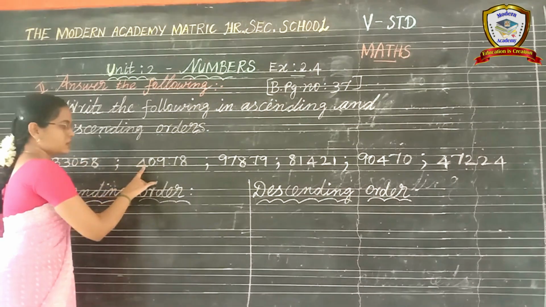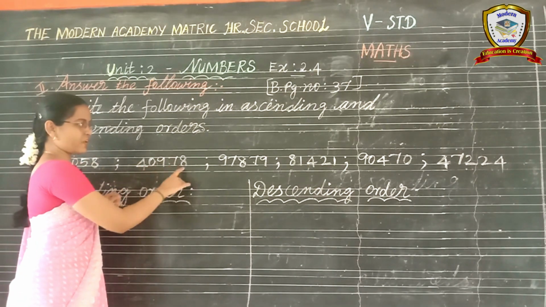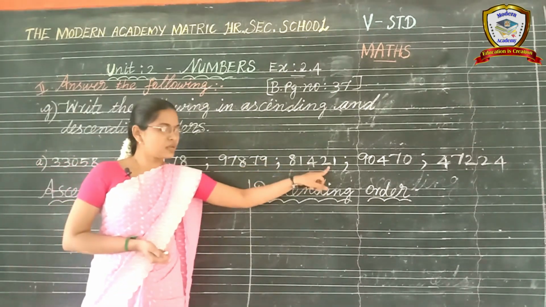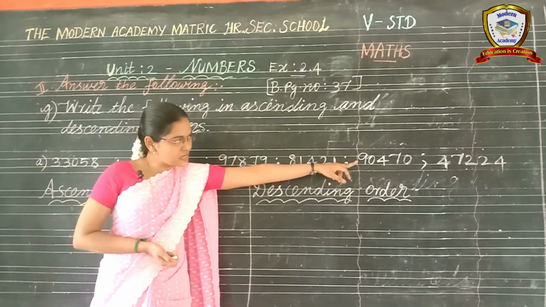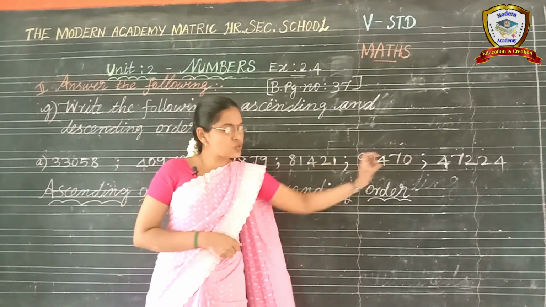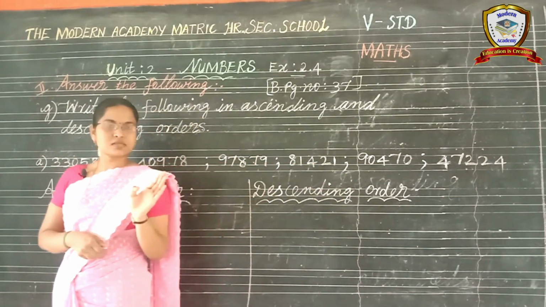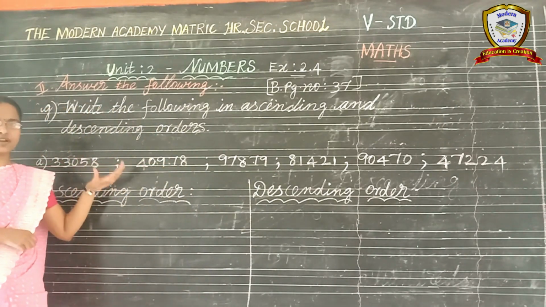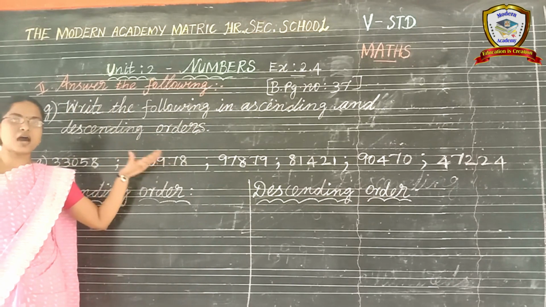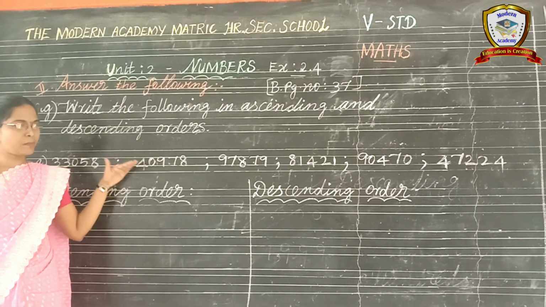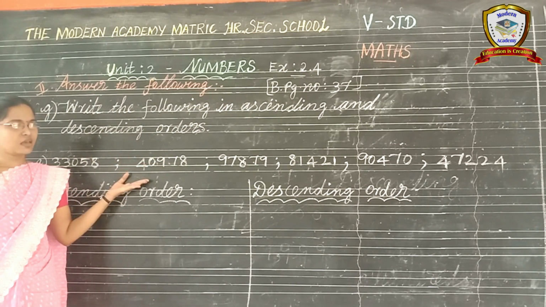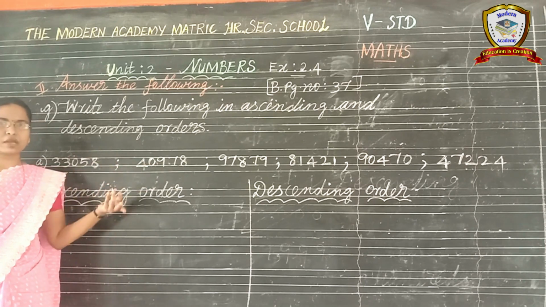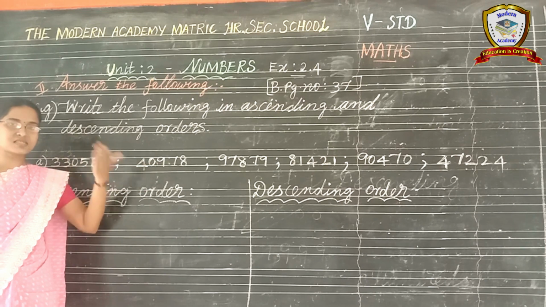Next one 1, 2, 3, 4, 5. This is also a 5 digit number. Next this one, this is also 5 digits. And this one, also 5 digits. And this one, also 5 digit number. And the last one also 5 digit number. Okay, so all the numbers have the same number of digits. So if the number of digits are equal, we can't find out the smaller number and the bigger number. So you have to go to the next step.